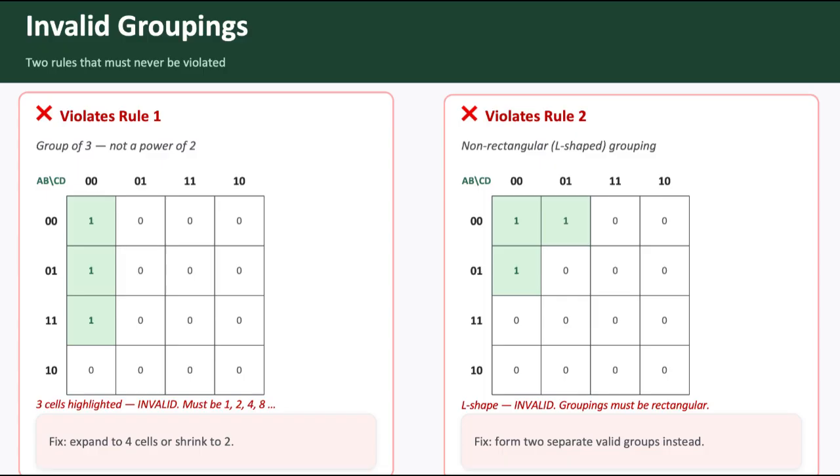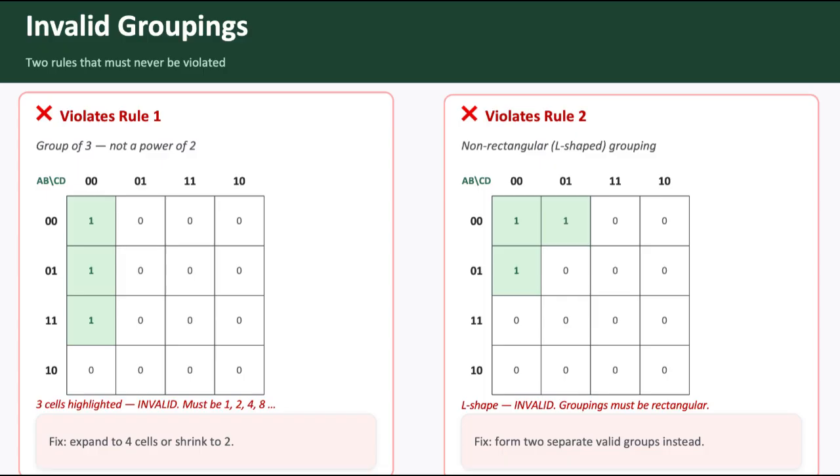Rule 2 requires that all grouped cells form a rectangle. The algebraic reason: for a product term to emerge cleanly from a grouping, the grouping must cover exactly a hypercube subspace in the Boolean cube. Only rectangular groupings, including wraparound ones, correspond to valid hypercube subspaces. L shapes and T shapes do not.